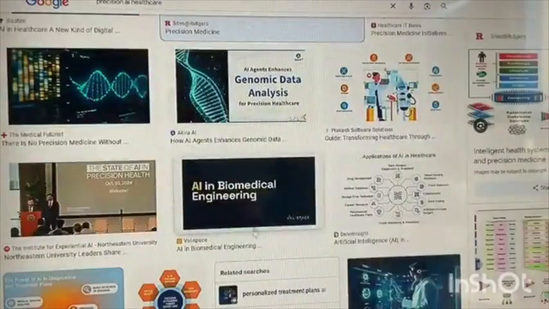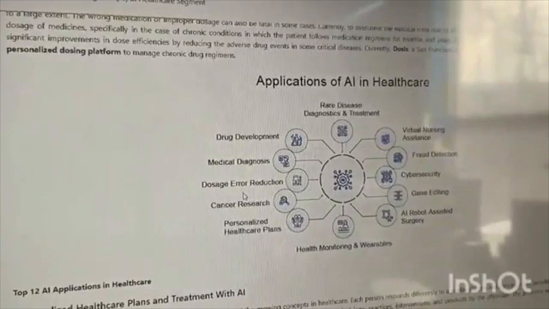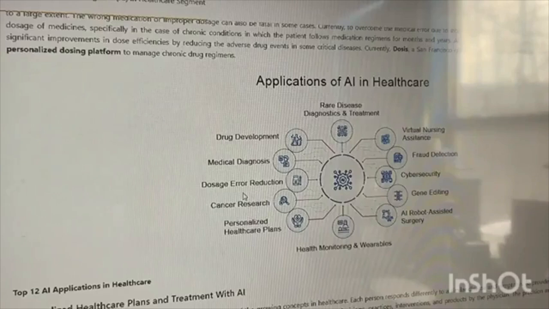There's AI in biomedical engineering. Let's see, applications of AI in healthcare. Applications of artificial intelligence in healthcare: virtual nursing assistants like Brandy, fraud detection, cybersecurity, gene editing, AI robot assisted surgery, health monitoring and wearables, personalized healthcare, cancer research, dosage error correction, medical diagnoses, drug development, rare disease and diagnostics treatment.